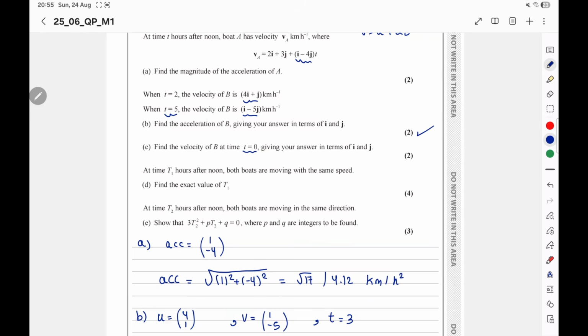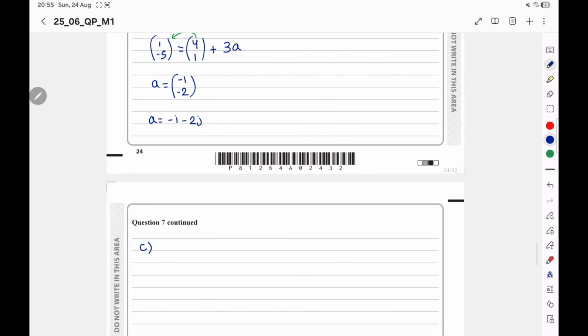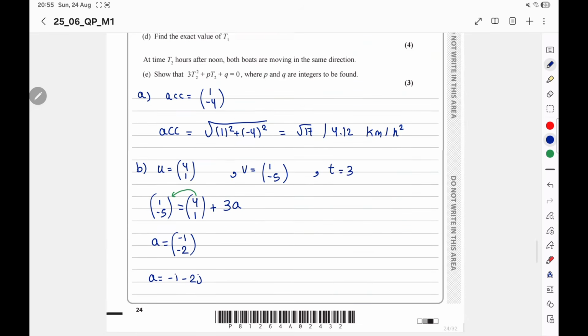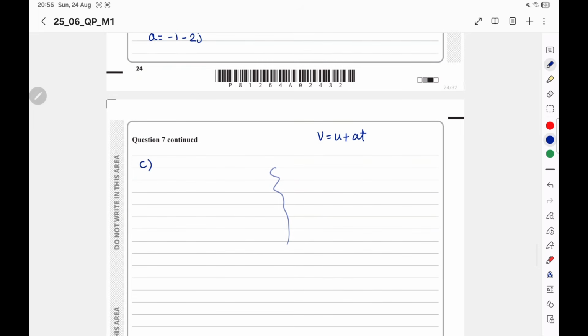Part C, find the velocity of B at time t equals 0. Find the real initial velocity, giving your answer in terms of i and j as well. So part C, also V equals U plus AT. We are using the same rule many times. At this point, I can use either the velocity when t equals 2 or when t equals 5. Let's use the velocity at time t equals 2.